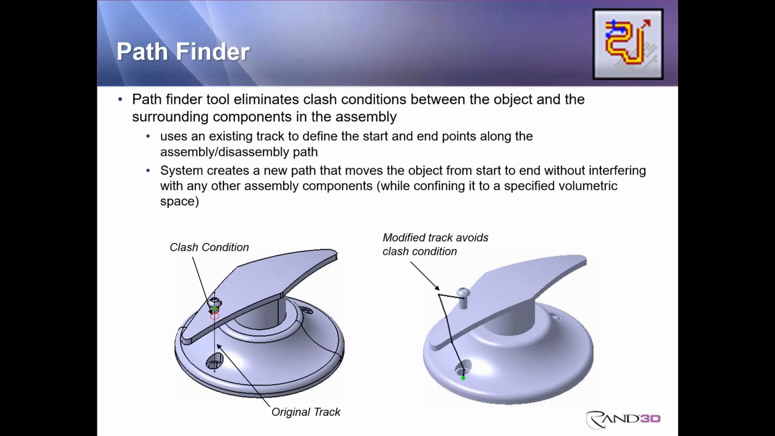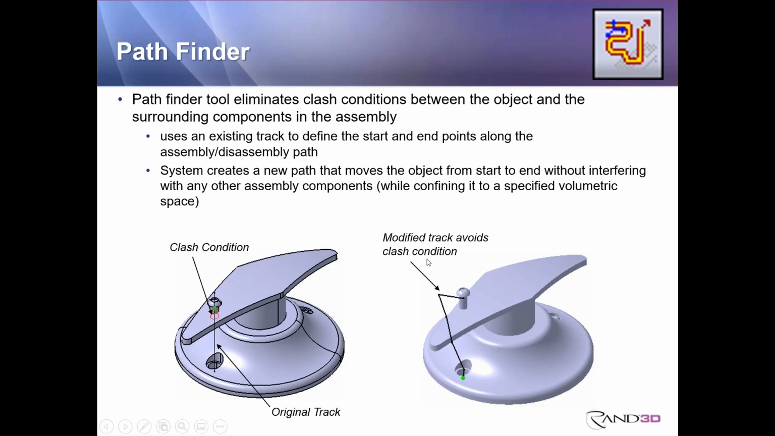So the beauty of the Path Finder is that after it does its calculations, it'll modify your original track so that it avoids those obstacles. And it'll move it from start to end without interfering. And it does that while confining it to a specified volumetric space of your choosing.